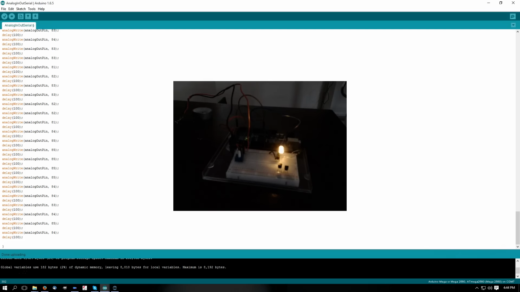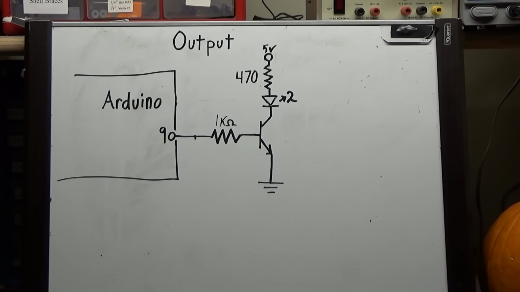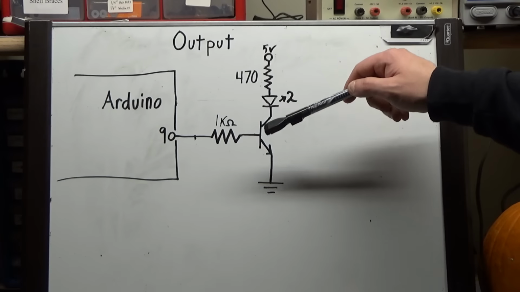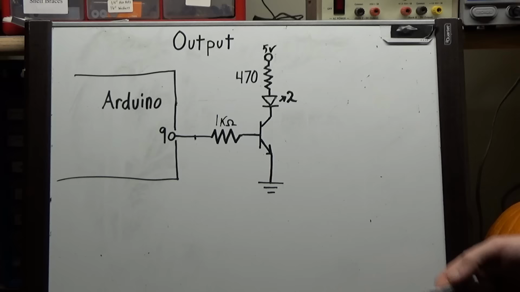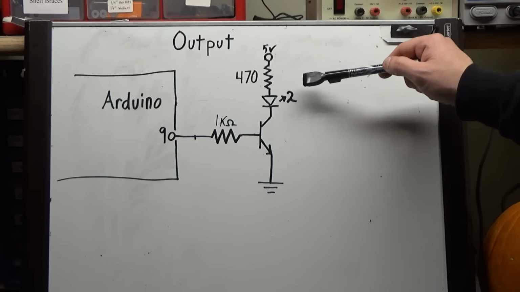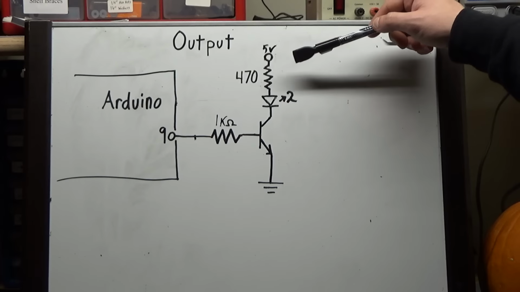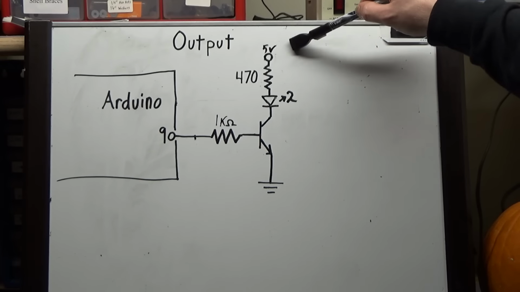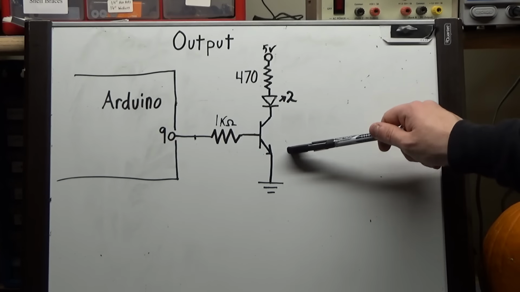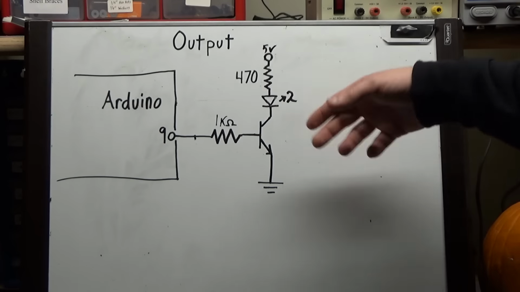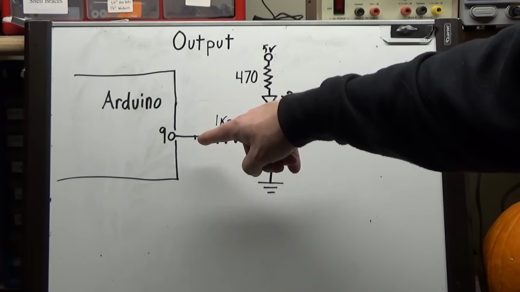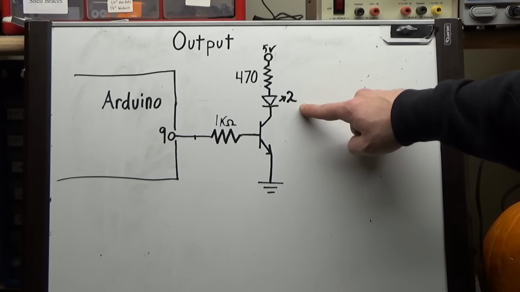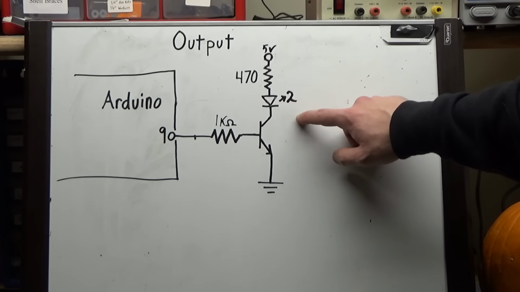Now let's go over the output circuit. Here's the output circuit. We have pin 9 of the Arduino going to a 1K ohm resistor, which then goes to the base of an NPN transistor. At the collector of that NPN transistor we have an LED, and above that LED we have a 470 ohm resistor, which is connected to 5 volts, and the emitter of the transistor is connected to ground. So there you have the pulse width modulation signal from pin 9 going to the base of the transistor, turning this thing on and off very quickly.